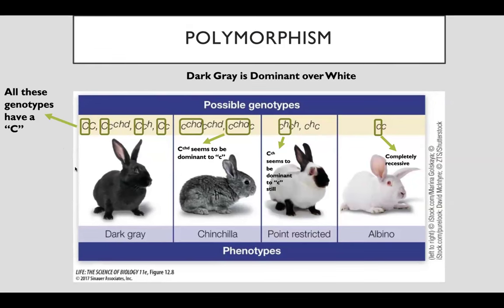That's point restricted. What point restricted means is that it's temperature dependent. Based on the temperature, it can change its color, and then you have lowercase c, which is purely albino and white. So there's a dominance hierarchy where uppercase C is greater than the chinchilla color, which is greater than the point restricted color, and then greater than obviously the recessive color. So depending on the combination of alleles, you can have a graded series of coat color phenotypes.